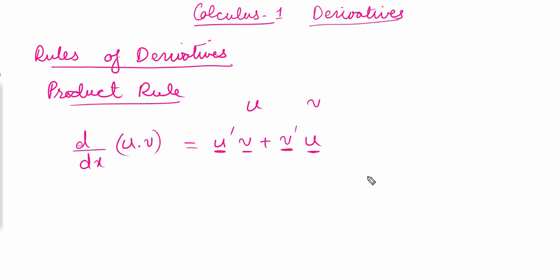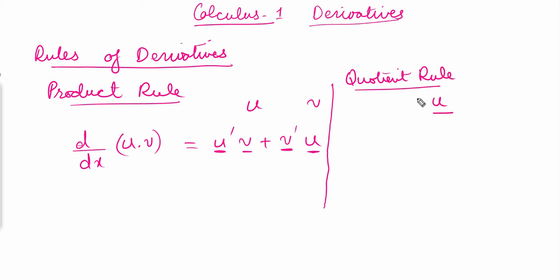Similarly, we will see what will happen when the functions are being divided. So when the functions are being divided, we use the rule that is called the quotient rule. So quotient rule when the functions are being divided. Let's suppose there are two functions in terms of u and v. These two are the functions of x, u over v. They are being divided and we have to find their derivative.